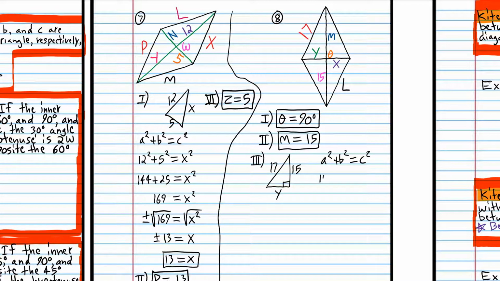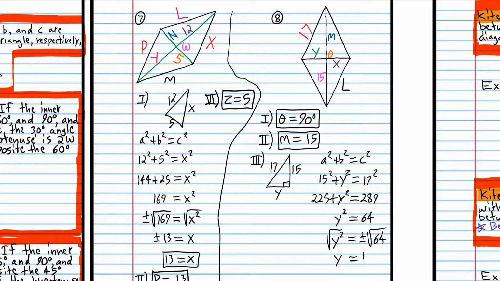So 15 squared plus y squared equals 17 squared. 17 squared is 289. You can use a calculator for that if you want to. 15 squared is 225, and you can use a calculator for that if you want to. Subtract 225 and you get 64. Y squared is equal to 64. So we found y squared. We don't want y squared. We want y. So you have to get rid of that square by doing the opposite of squaring, which is square rooting.